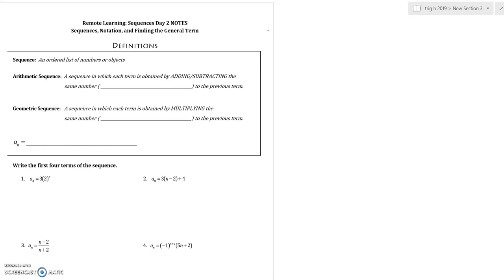So first of all, a sequence is an ordered list of numbers or objects. And an arithmetic sequence would have numbers that you would add the same or subtract the same number to generate the next term. So for example, an arithmetic sequence might be something like 1, 3, 5, 7, 9. These 3 dots mean that it just keeps going. So this would be an infinite arithmetic sequence.